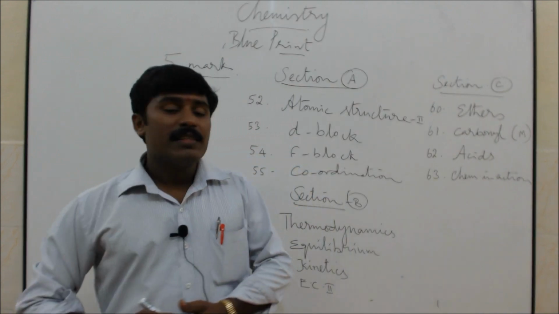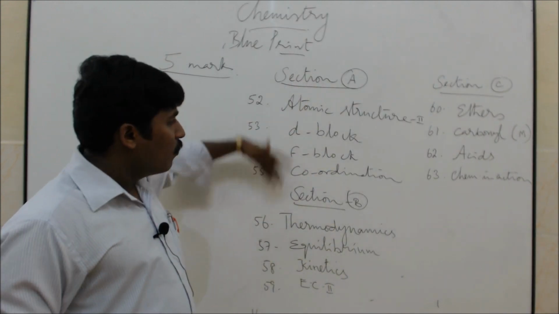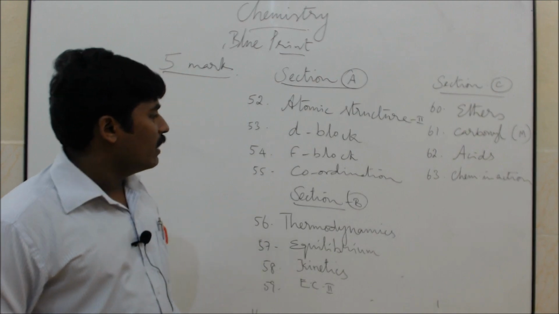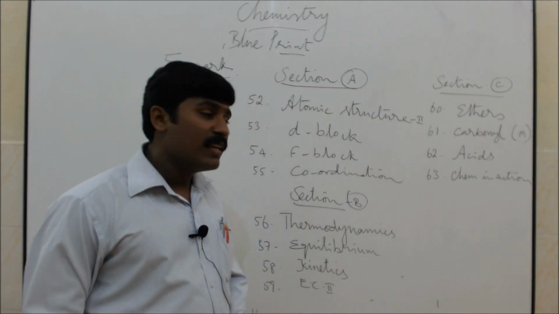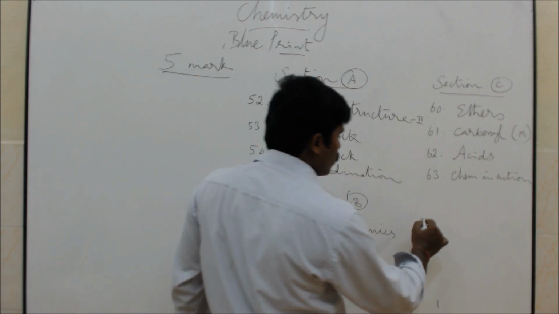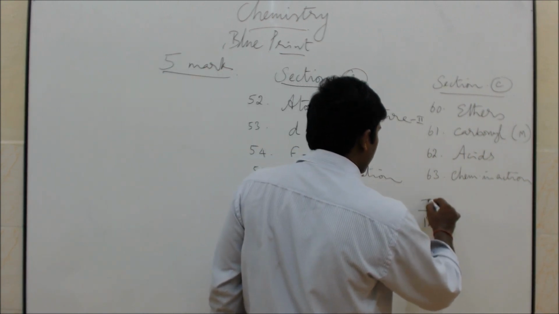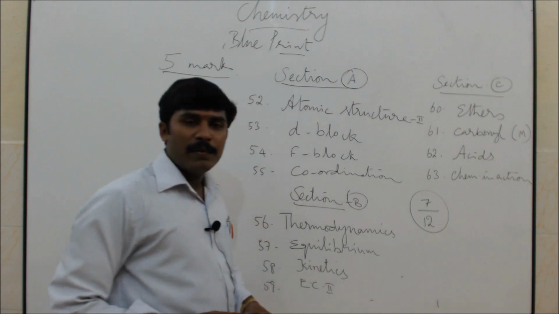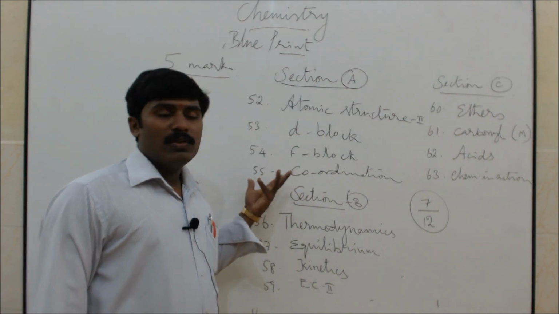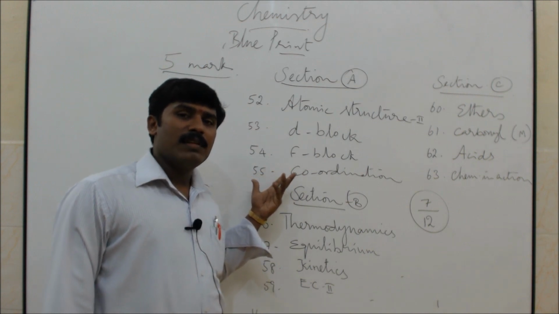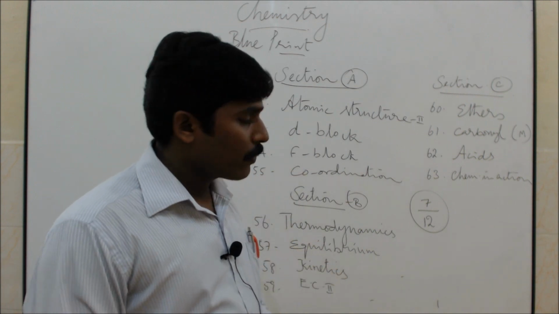So in each section there are 4 lessons. Out of these 4 plus 4 plus 4, 12 questions, you are going to write only 7 questions. You have to select whichever is easy for you, and read accordingly. Then we can save time.